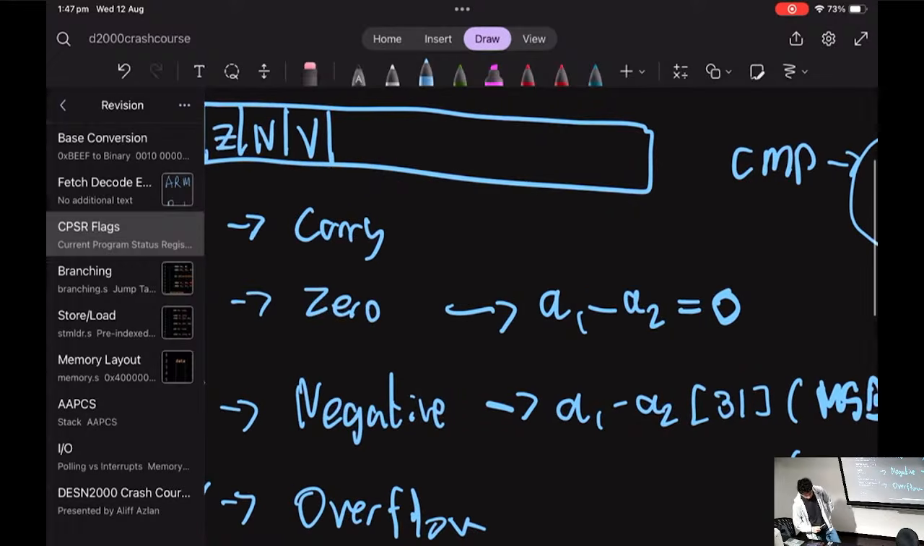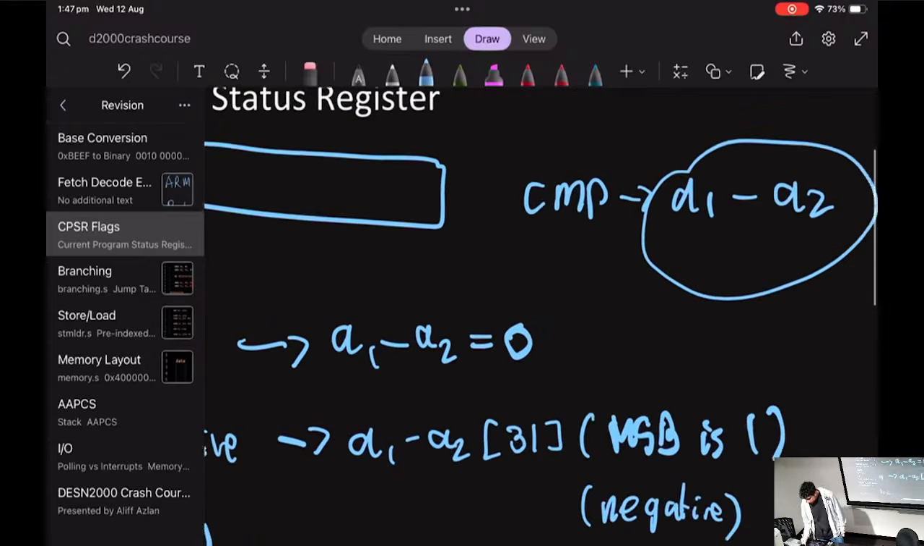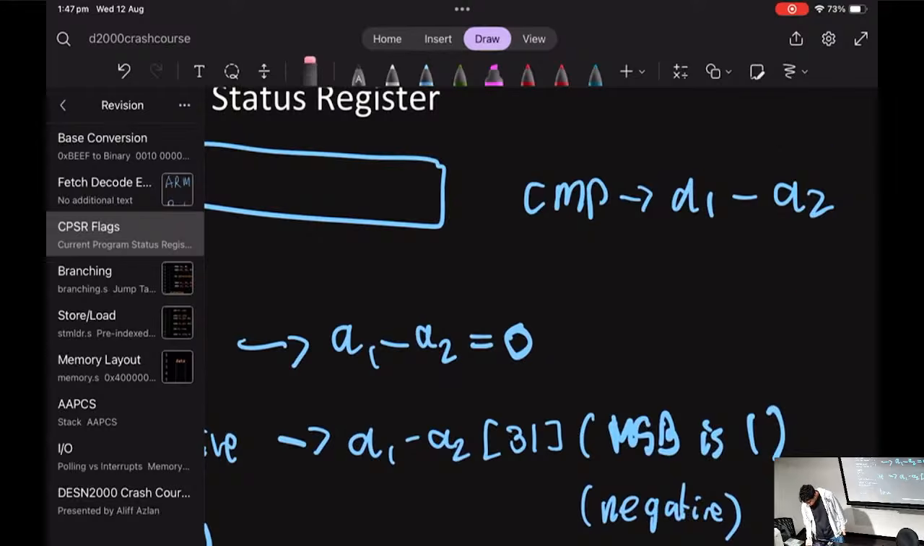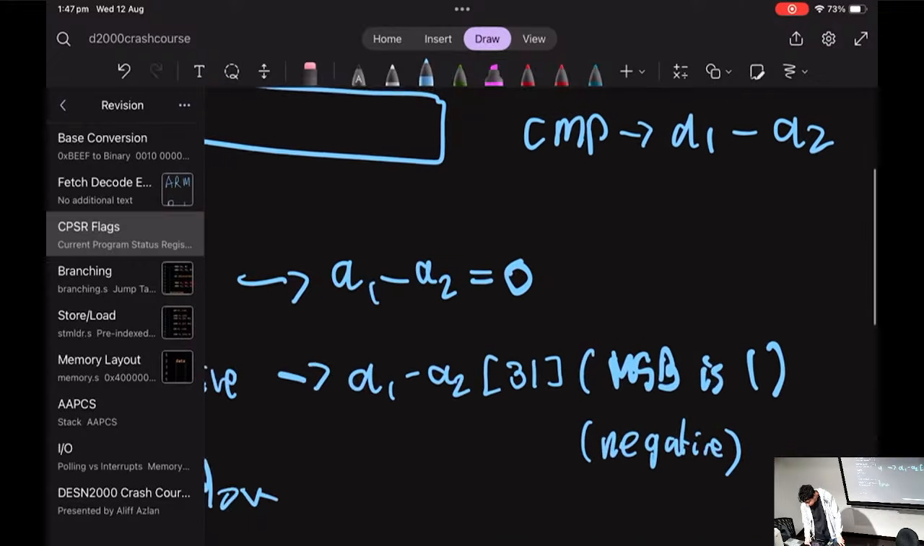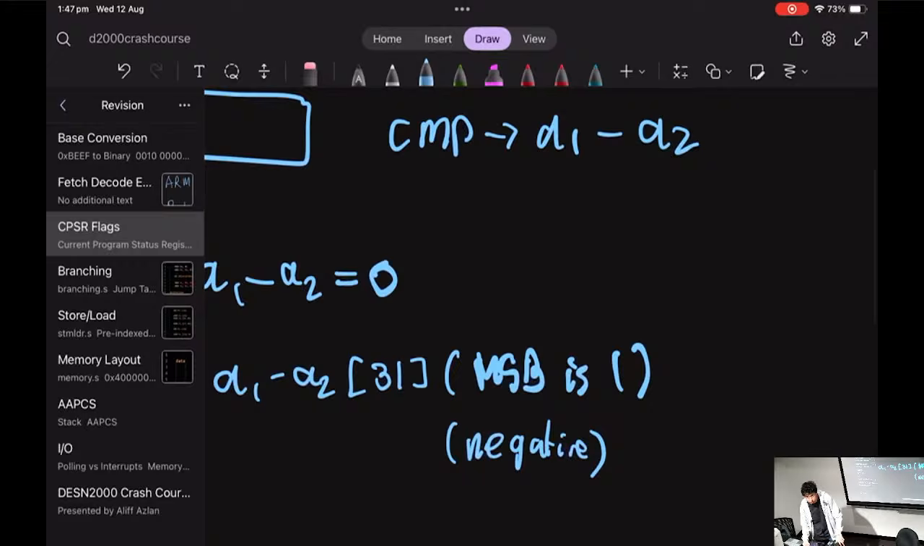Now, the thing that people get confused with is carry and overflow. So with carry, what happens is essentially, when we subtract two numbers, you know how we can usually carry bits around. So let's say, for example, I want to do 12 minus 6.